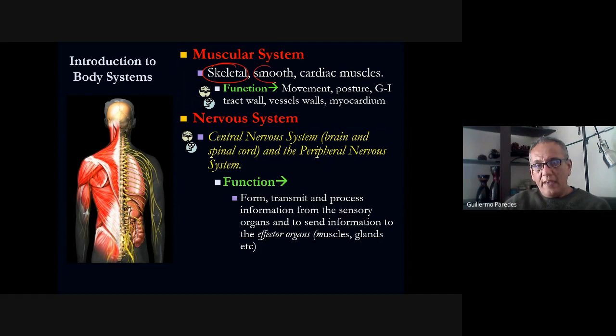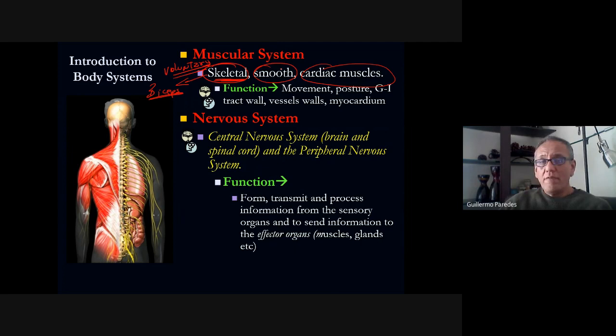I'm going to give you one name that you're familiar with. Biceps, for example. Quadriceps, dorsalis, whatever. All muscles that you can move if you want, that is a skeletal muscle. So that is a voluntary muscle. All the muscles that you can move are going to be called voluntary or skeletal muscle.